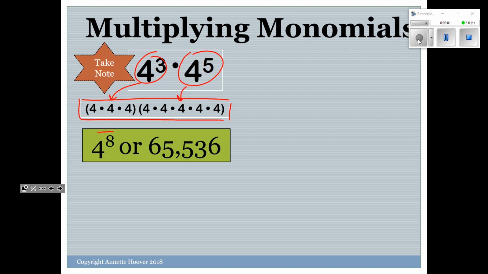Now, you could evaluate 4 to the 8th power. You could type into your calculator 4 raised to the 8th power, and you're going to get 65,536. Now look up here to see what we did.